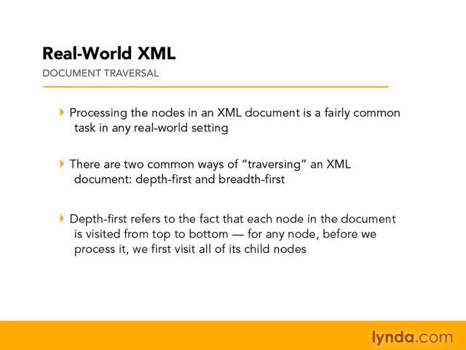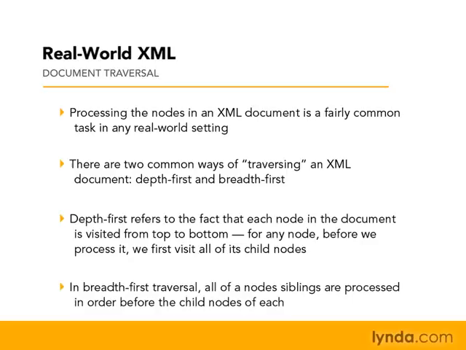The depth first version refers to the fact that each node in a document is visited from the top down to the bottom. Actually, it might be more accurate when you see the example to call it bottom to top. The idea is that for any node, before we process it, we first visit all of its child nodes. So in the most extreme example, we would start at the document root, go all the way down to the leftmost leaf node, and then work our way back up. Now, in breadth first traversal, all of a node's siblings are processed in order before the child nodes of each one. Okay, so now that I've described what document traversal is, let's take a look at an example in action.